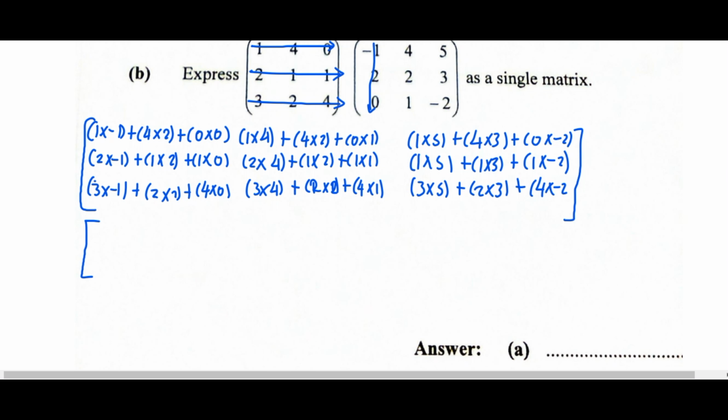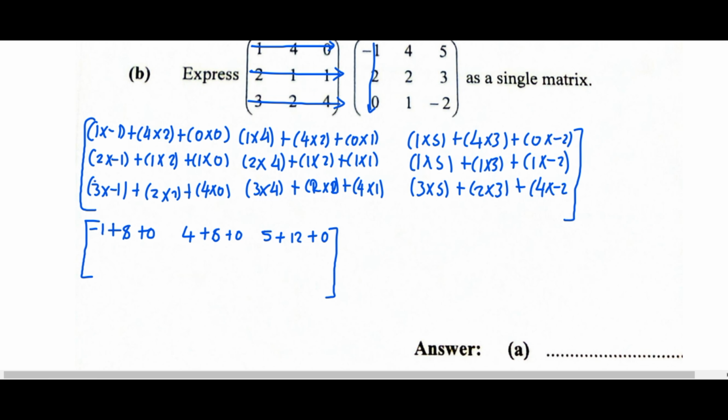So 1 times -1 is -1. 4 times 2 will give us 8. 0 times 0 will have 0. 1 times 4 is 4. 4 times 2 is 8. 0 times 1 is 0. 1 times 5 is 5. Plus 4 times 3, 12. 0 times -2 is 0.